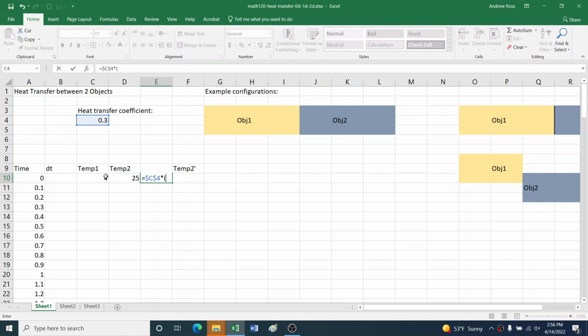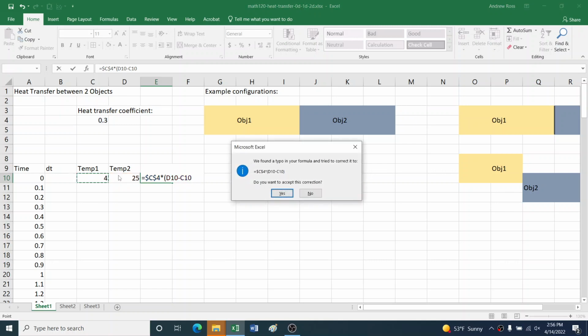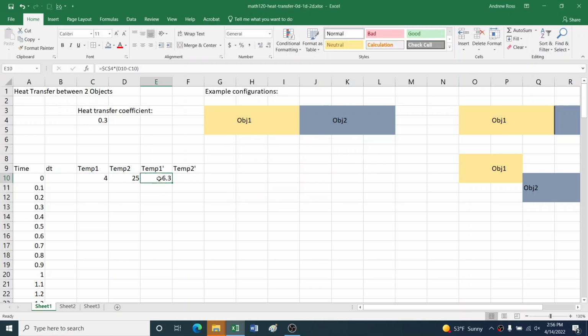And we have to wonder about which direction to take the difference. Temperature 1 is colder than temperature 2 right now, so temperature 1 should be warming up. So I want a positive answer for the rate of change of temperature 1, so I'm going to do the currently larger number minus the smaller number, and that will give me a positive number for the rate of change there.